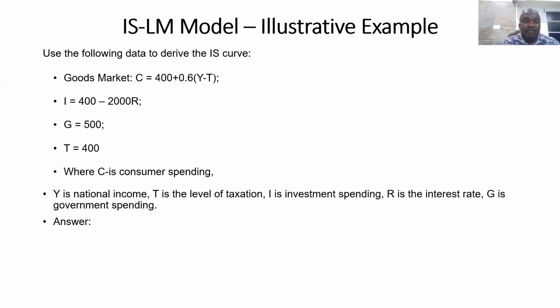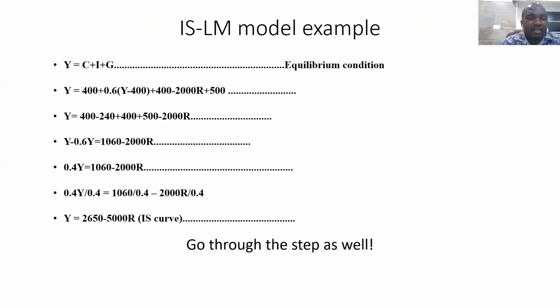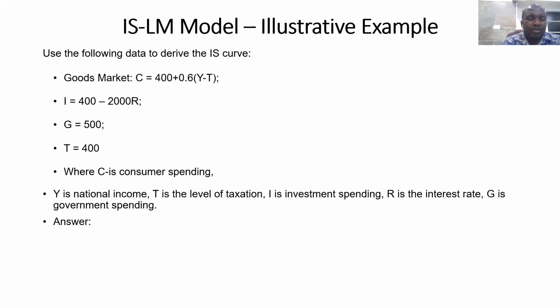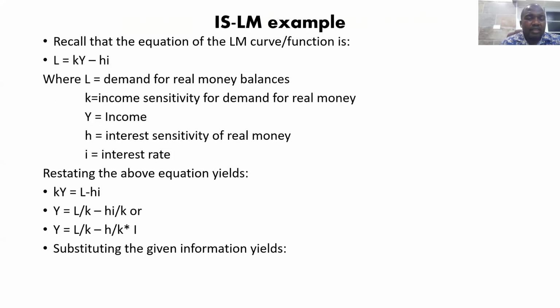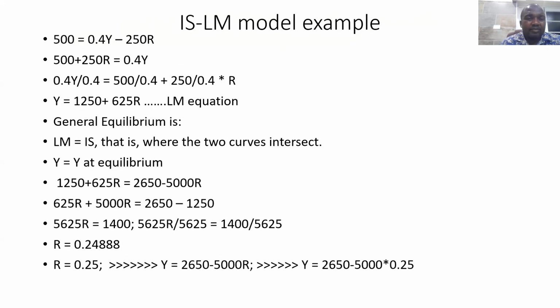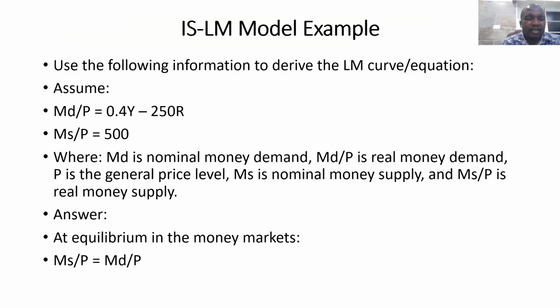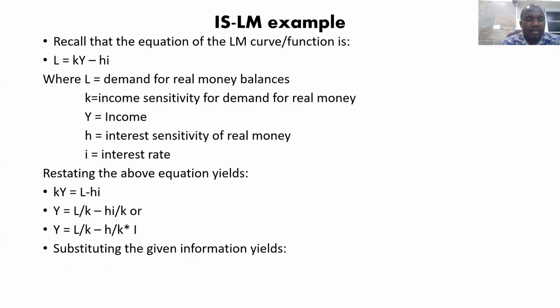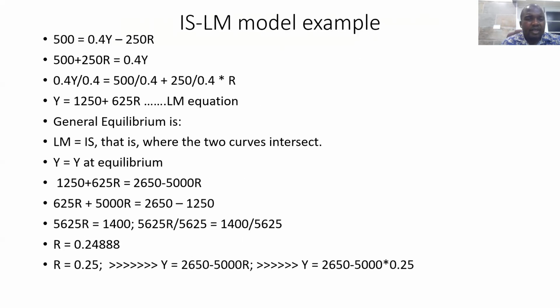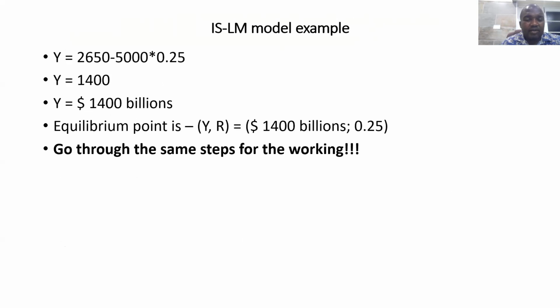There is an illustrative example in these slides. I would want you to go through the working as you practice, first in deriving the IS curve, and then in deriving the LM curve, and then inserting the equilibrium condition so that you find the equilibrium interest rate and the equilibrium level of national income.